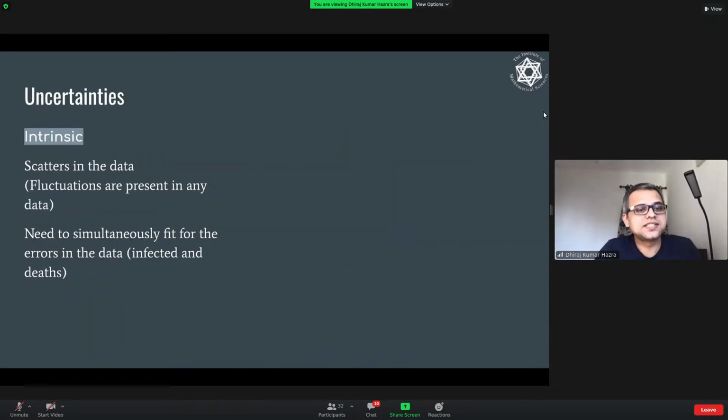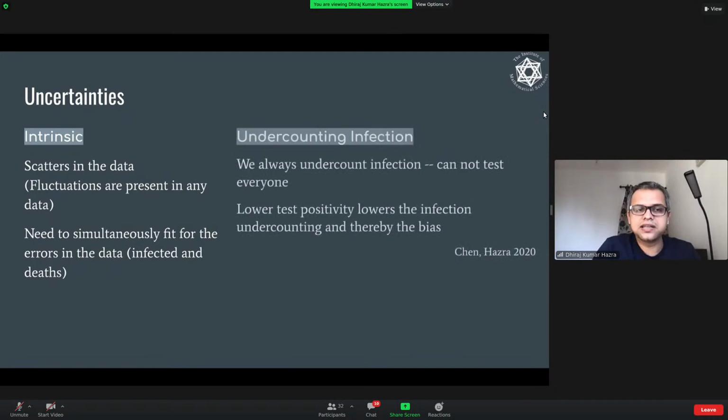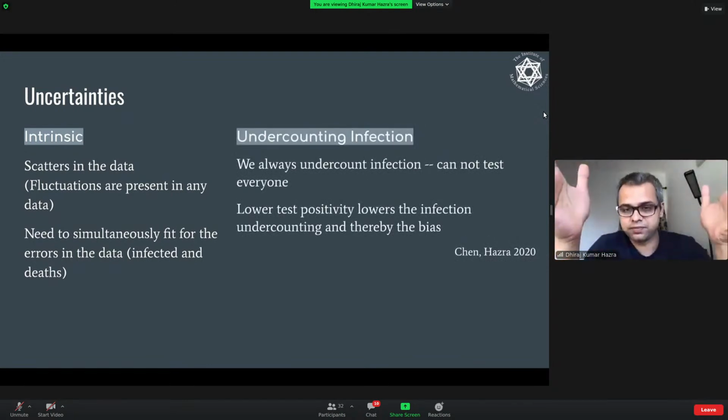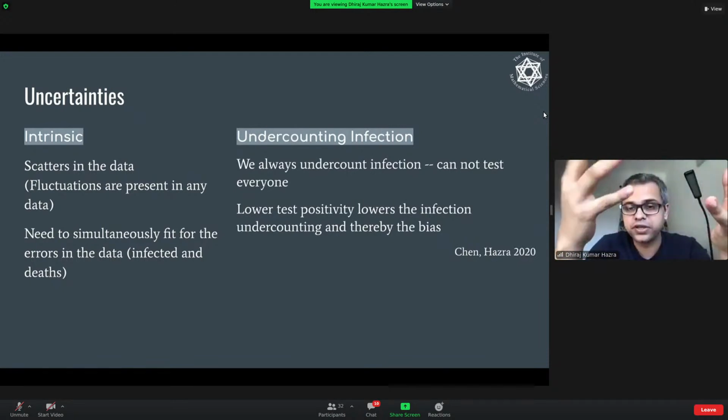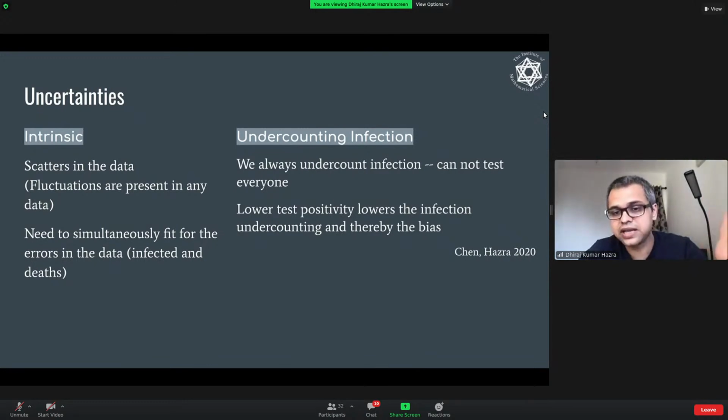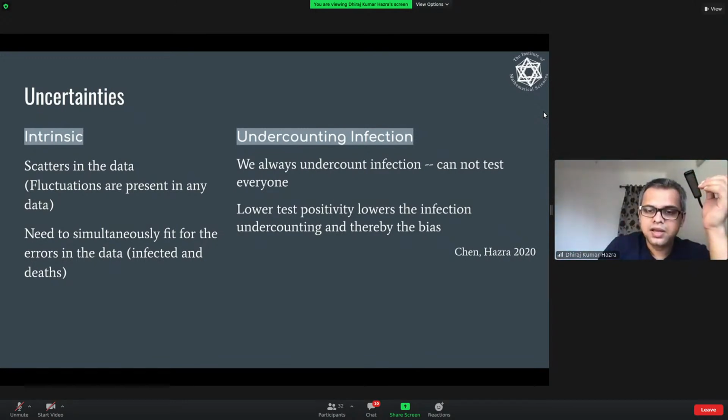Then it comes to the uncertainties in the data. There can be several types of uncertainties. For example, there can be intrinsic uncertainties coming from the scatter in the data, because fluctuations are present in any data. So we need to simultaneously fit for the errors in the data, both infected and deaths. Then there can be uncertainties because of undercounting of infection, because we cannot test everyone. If we test a lot of people, it will lower the test positivity, which lowers the infection undercounting and thereby the bias. So this is taken care of by our bias parameter, as I said.